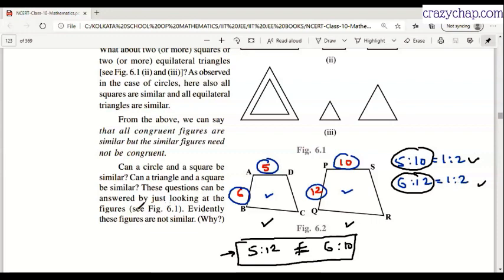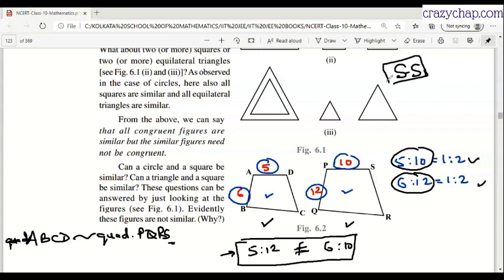And how do we write similar figures? We write quadrilateral ABCD is similar to quadrilateral PQRS. The method which I told you just now is called side-side proportionality, SS proportionality, correct? Yes, sir. Now we'll be learning all the proportionalities to check that two triangles are similar.